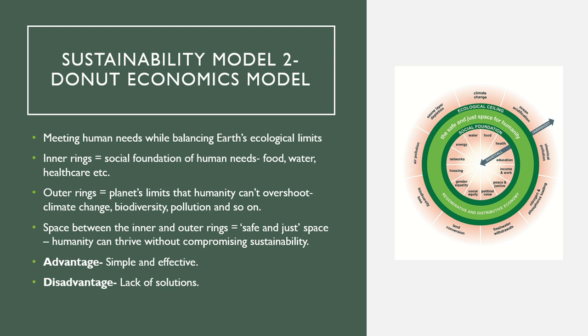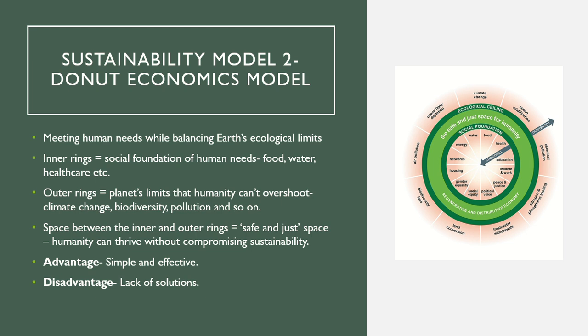Our second sustainability model is a donut economics model. This model focuses on sustainability that meets human needs while balancing Earth's ecological limits. The inner rings are the social foundations of human needs, which is food, water, healthcare, and such. The outer rings include the limits of the planet that us humans cannot overshoot, including climate change, biodiversity, pollution, and so on. The space between these two rings is called the safe and just space. This is the space where humanity can thrive without compromising sustainability, and this is where we all want to be.